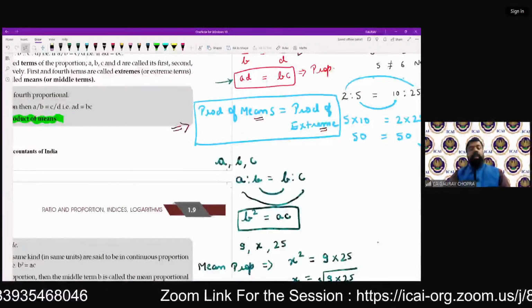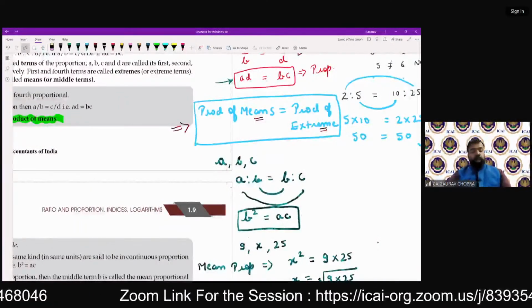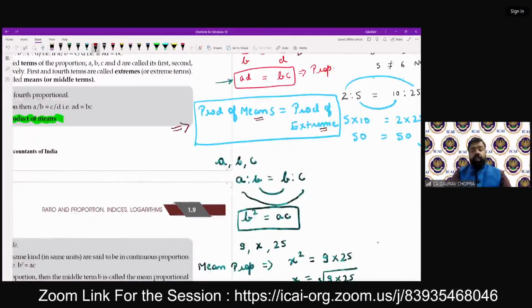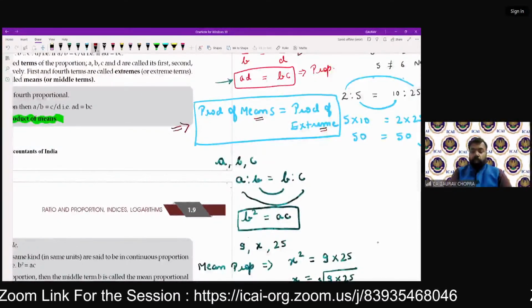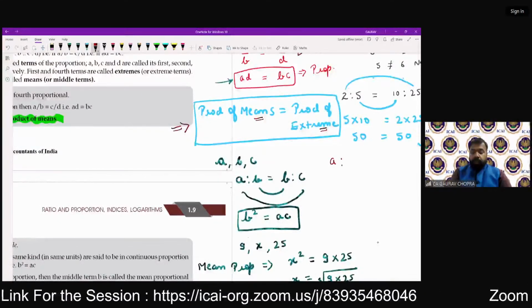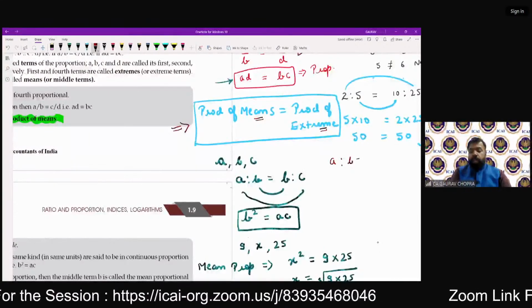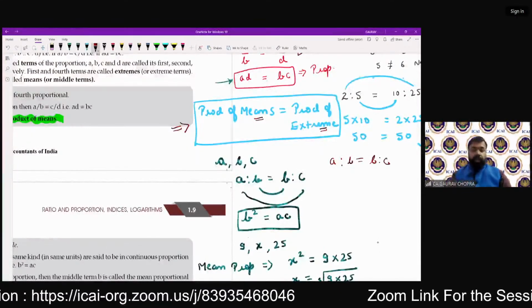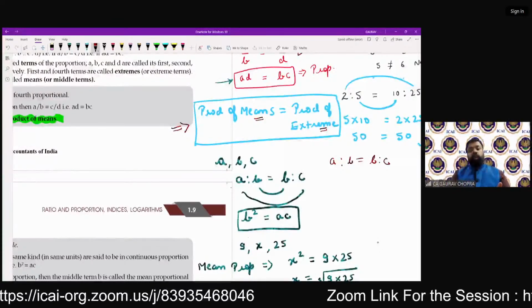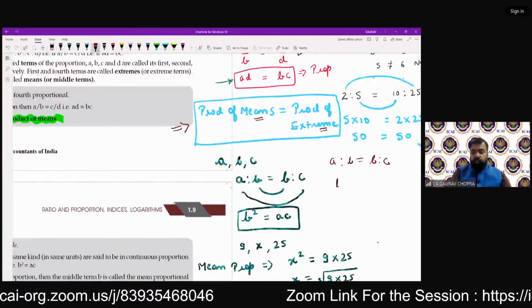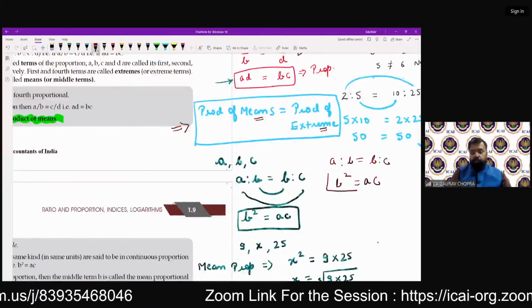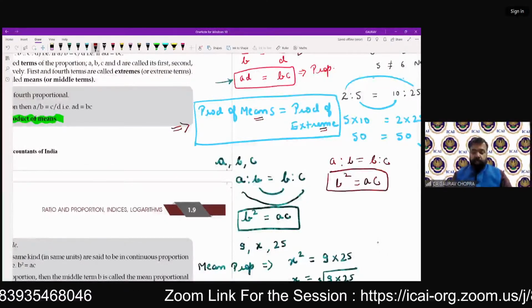Now sometimes there are only 3 values. Let's say A, B and C are the 3 values. Then we will compare B with A as well as B with C. The middle term is compared with the first term as well as the third term. So it will become B square is equal to AC. This becomes your condition.